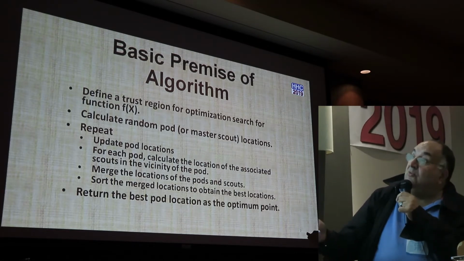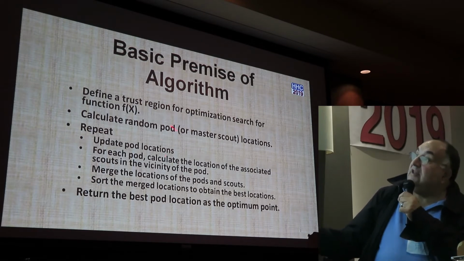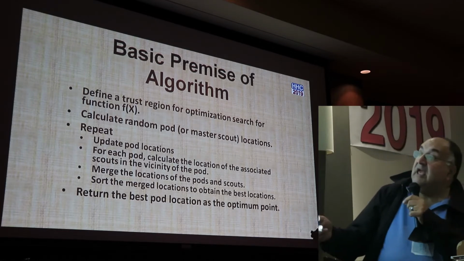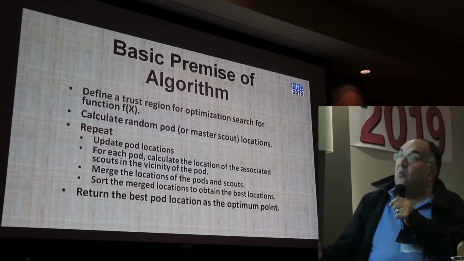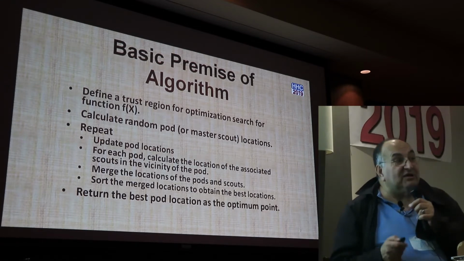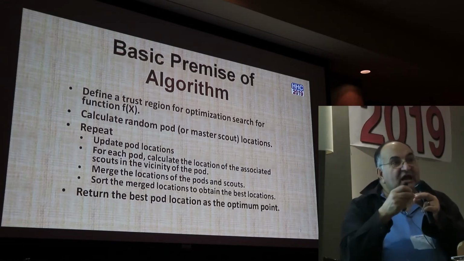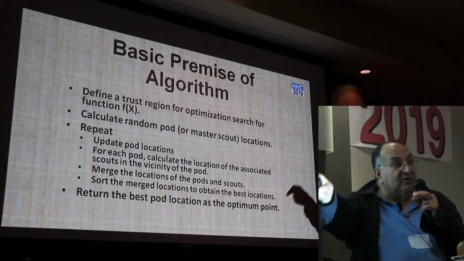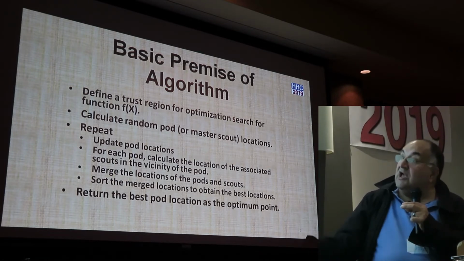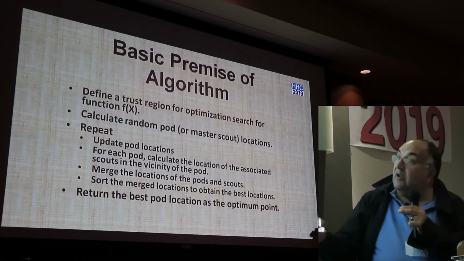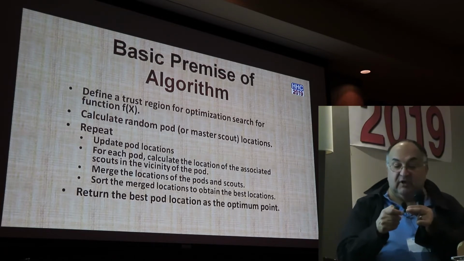So anyway, we start by calculating a random pod location within our trust region. And then we start the main loop; this is like a bird's eye view of the algorithm. Repeat: we update the pod locations. Why? Because in the end I'm merging what the scouts bring me, function values, and that will guarantee that I'm not cornered in a local minimum and skip the global minimum. This says, let's check out what else is out there. It's an insurance policy against being cornered in a local minimum.